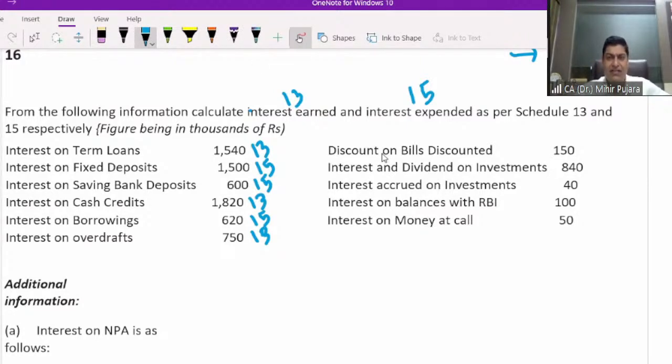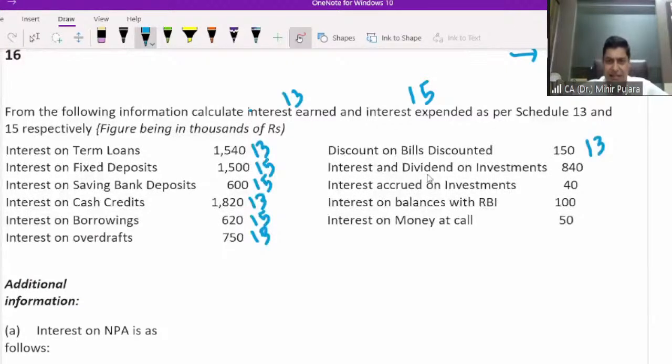First is discount. 13 or 15, guys? Sir, interest discount is part of 13. It is bank income. It is 13.